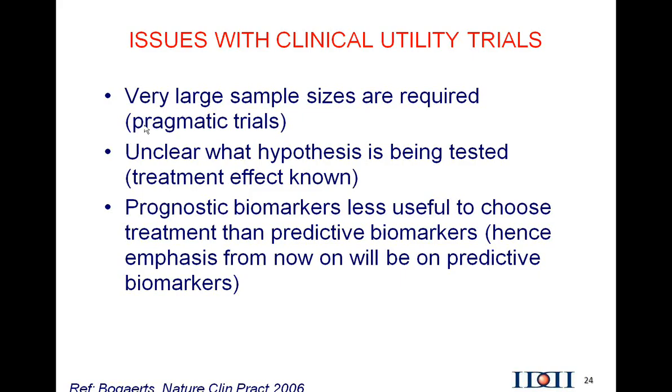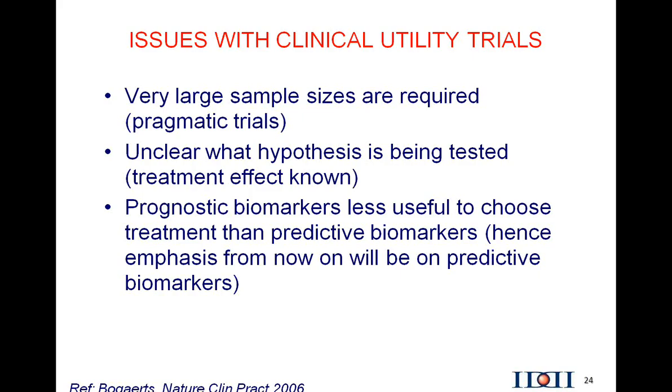What are some of the issues with the clinical utility trials? First of all, very large sample sizes are required. As I showed, the Oncotype DX trial will have a sample size of about 10,000 patients, and the other trial, the MINDACT trial, will have a sample size of about 4,500 patients. So these are large trials that will require a long duration of follow-up.